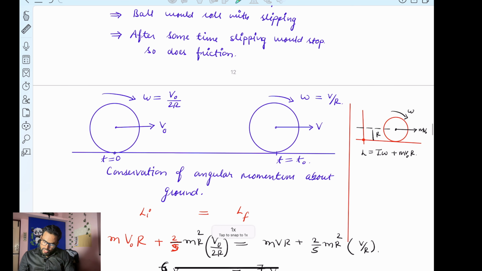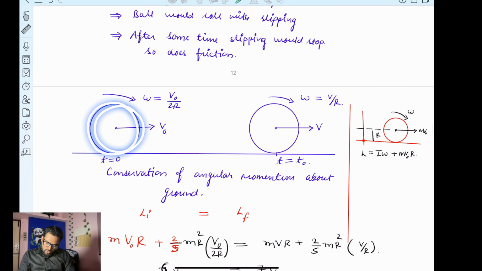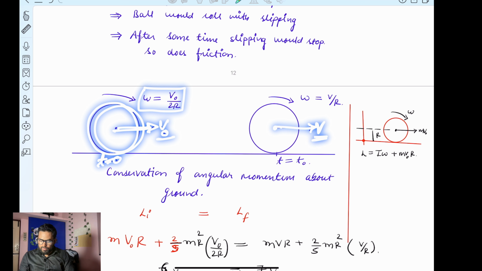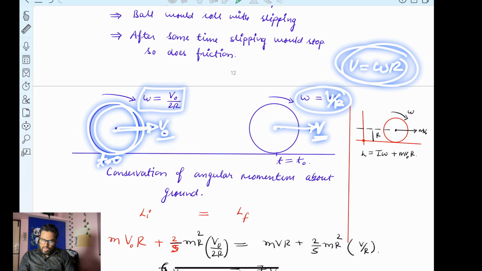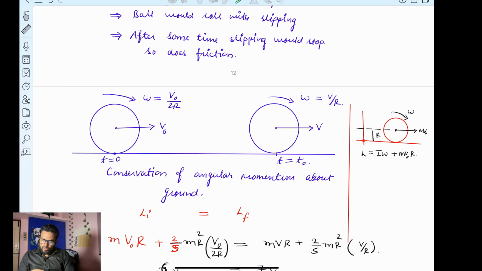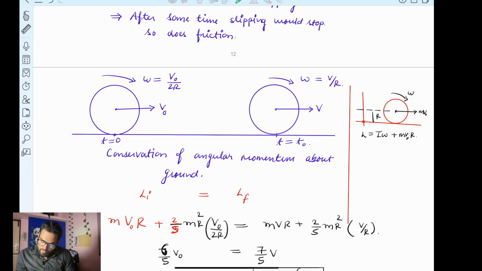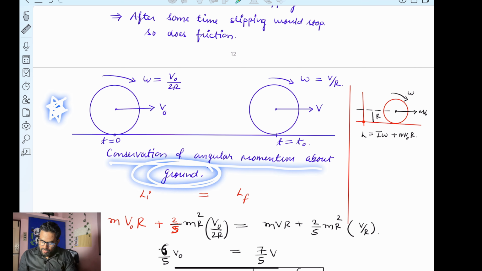I have drawn the two scenarios here. Initially at t equals 0, that is the case here: translational velocity of the center v naught, omega is v naught by 2r. Finally, let's say the central velocity becomes v, and omega becomes v by r, because v equals omega r. At this point the contact point would be at rest, so pure rolling would start at t naught. Now let's see, very important, it's a very logical problem. See, conservation of angular momentum about the ground.